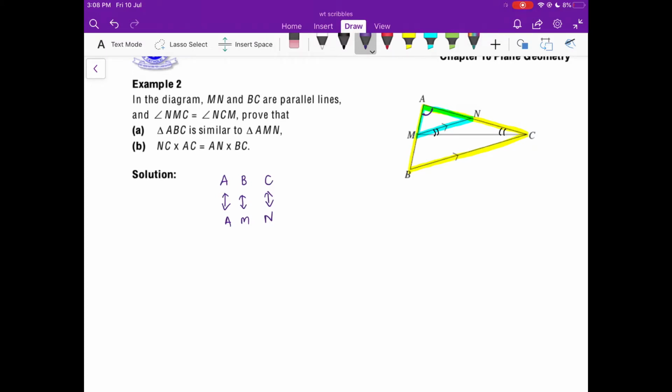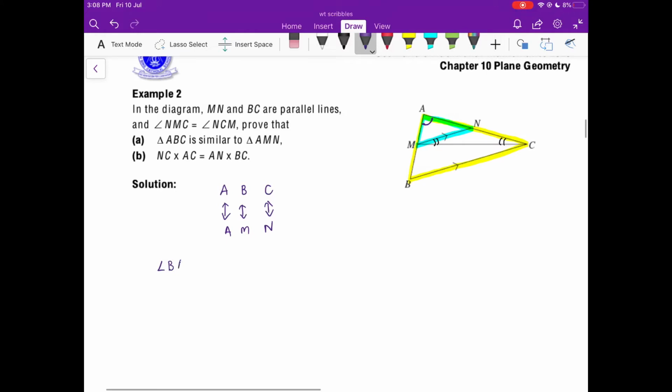In similar triangles, the position also matters. So when we talk about angle A for triangle ABC, we write down angle BAC, and we need to write down angle MAN for the smaller triangle. Position matters, and they are equal because this is a common angle. In similar triangles, as long as you can prove two angles are the same, we can use the AA similarity test, and that would suffice to show that these two triangles are similar.